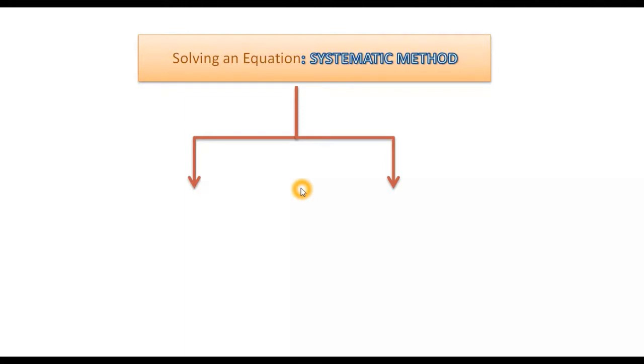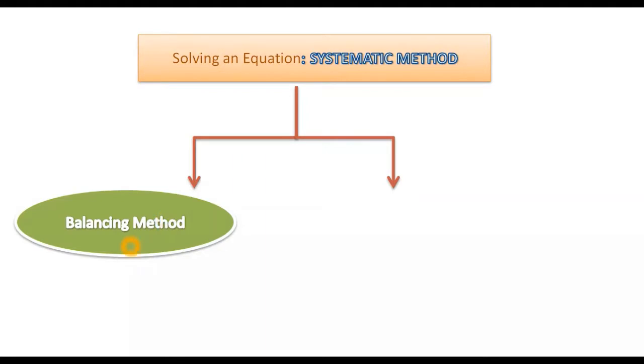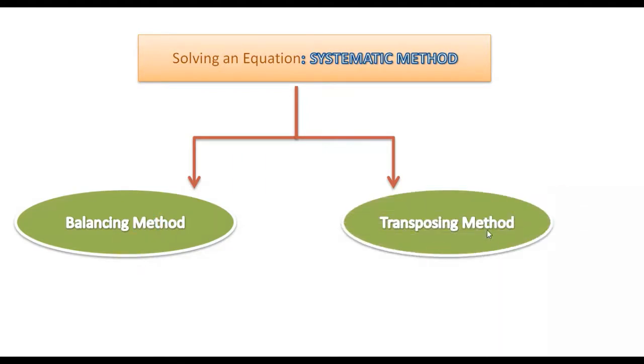So, we have a more scientific approach for solving equations, that is a systematic method. It is the best method to solve an equation, to find the value of the unknown variable. There are two ways of systematic method by which we can solve an equation. One is the method of balancing, that means the balancing method, and the other one is the method of transposing. These are the two methods by which we can easily and systematically solve an equation and find out the value of an unknown variable. So first let's look at the balancing method.